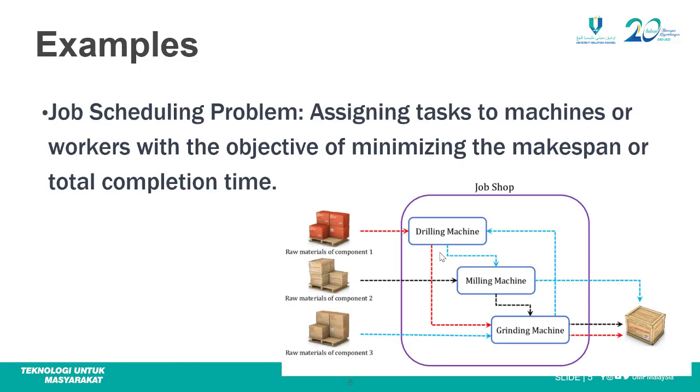Then the job scheduling problem, which is assigning tasks to machines or workers with the objective of minimizing the makespan or total completion time. So this is another example. For the scheduling problem, we have a set of jobs to be processed and we want to minimize the total completion time for all the jobs.